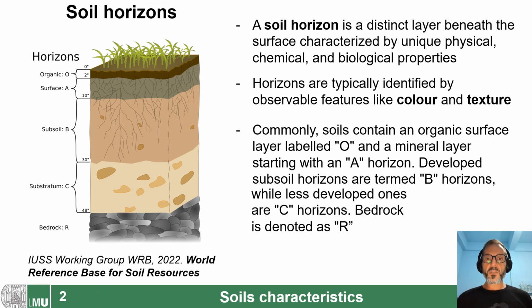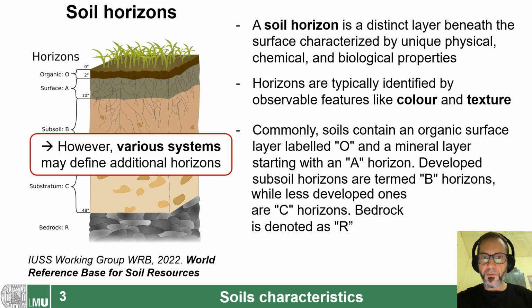Before we discuss the methods for soil characterization, let's quickly define soil horizon. A soil horizon is a distinct layer of soil beneath the surface with unique physical, chemical, and biological properties. This layer can be identified by features like color or texture. Typically, soil has an organic surface layer called the O horizon and a mineral layer starting with the A horizon. Subsoil layers that are more developed are called B horizon, while less developed ones are C horizon, and the original bedrock layer is usually referred to as R horizon.